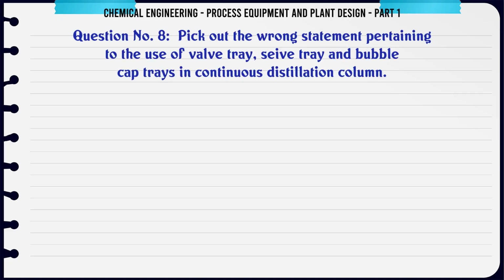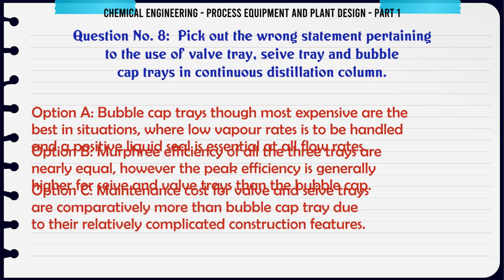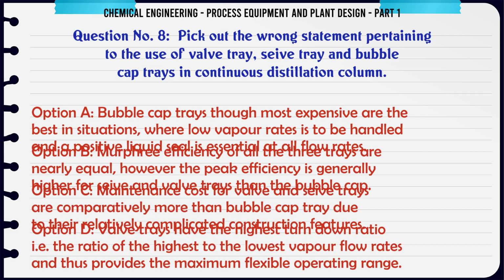Pick out the wrong statement pertaining to the use of valve tray, sieve tray and bubble cap trays in continuous distillation column. A. bubble cap trays, though most expensive, are the best in situations where low vapor rates is to be handled and a positive liquid seal is essential at all flow rates. B. Murphy efficiency of all the three trays are nearly equal, however the peak efficiency is generally higher for sieve and valve trays than the bubble cap. C. maintenance cost for valve and sieve trays are comparatively more than bubble cap tray due to their relatively complicated construction features. D. valve trays have the highest turn-down ratio, i.e. the ratio of the highest to the lowest vapor flow rates, and thus provides the maximum flexible operating range.